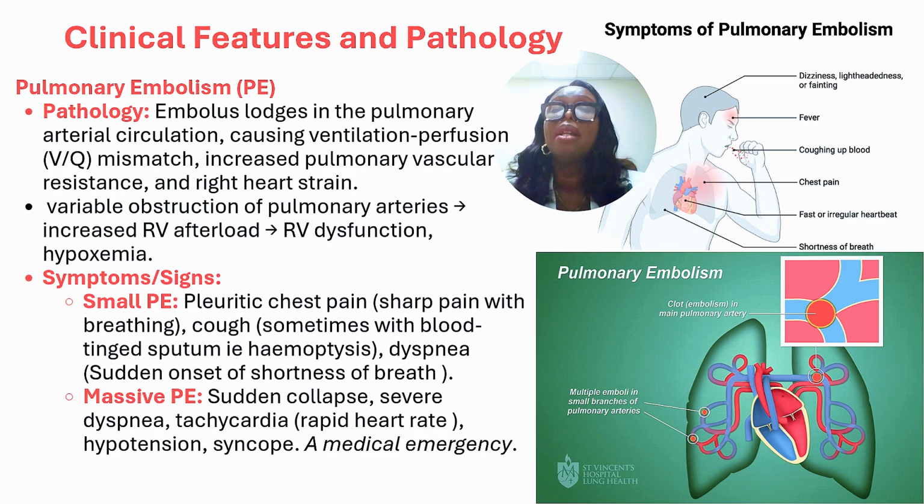In the small pulmonary embolism, we have pleuritic chest pain, which is sharp pain with breathing, and cough. Sometimes it comes with blood-tinged sputum, what we call hemoptysis. And then we can also have dyspnea, sudden onset of shortness of breath.